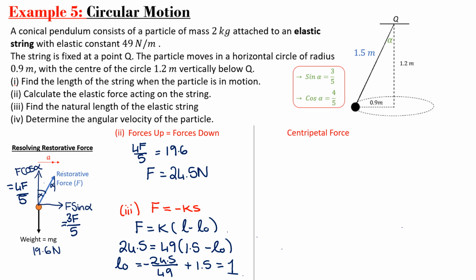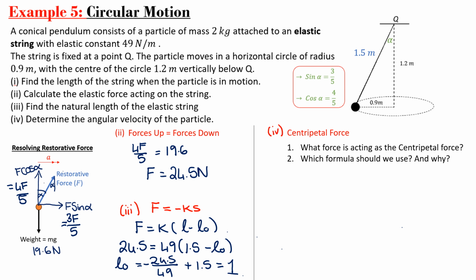Then we're thinking in terms of our centripetal force. That's going to help us get our angular velocity. Remember, we have two questions. What force is acting as centripetal force? And this is the horizontal component of that restorative force. And then which formula should we use and why? Well, they asked us for angular velocity, so we're going to work with this one here.